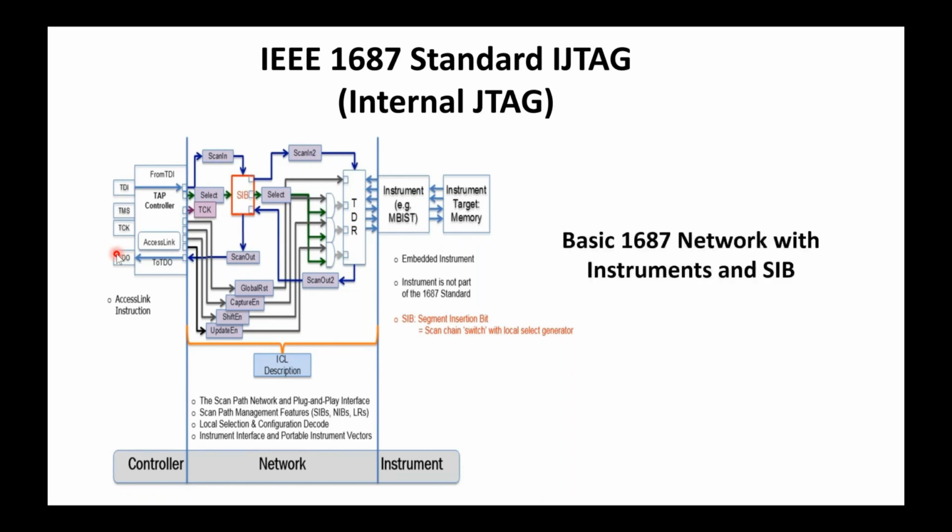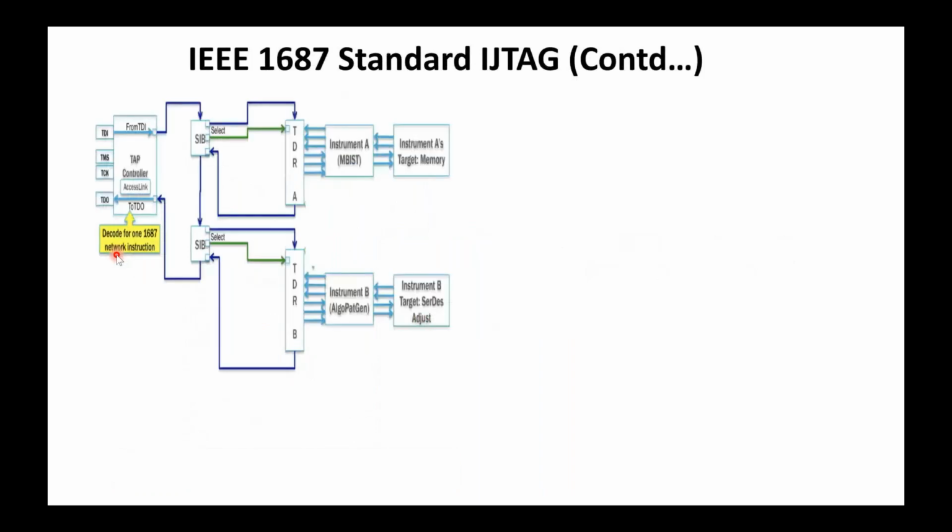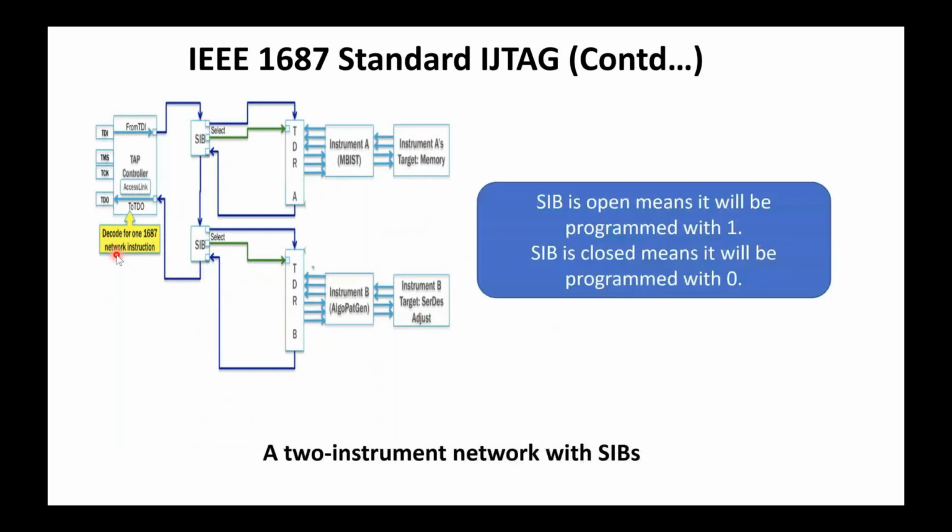Now we will see a 2-instrument network with SIB. Basically, if a SIB is open, it is programmed with 1, and if a SIB is closed, it is programmed with 0. So we'll just see the data flow.